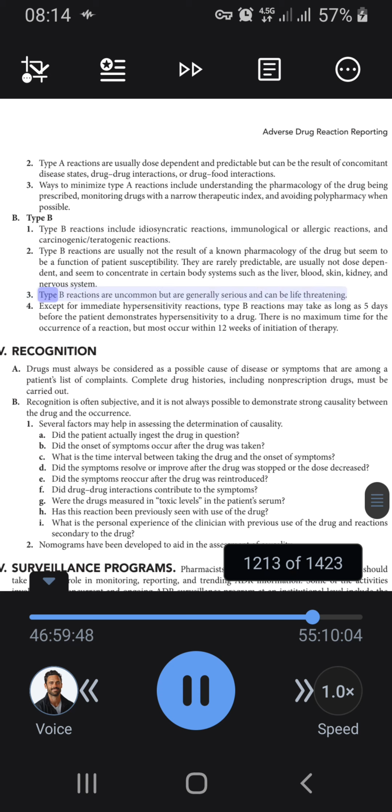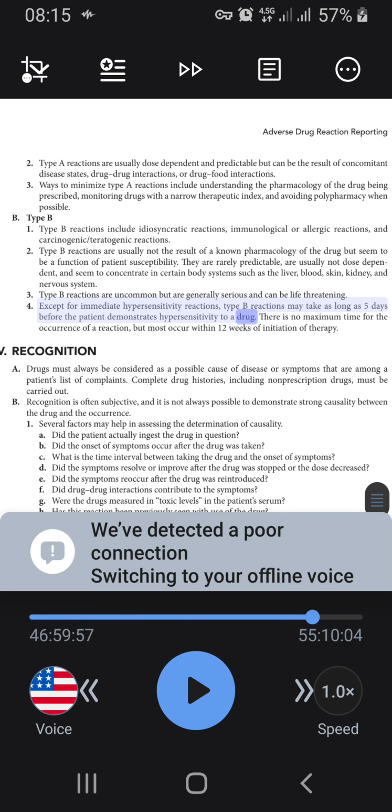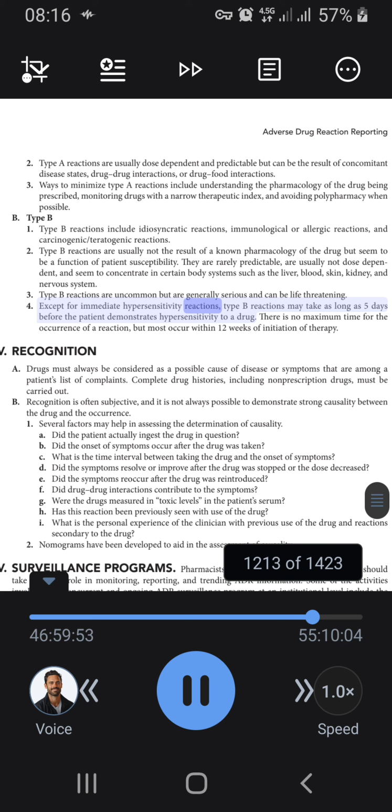3. Type B reactions are uncommon but are generally serious and can be life-threatening. 4. Except for immediate hypersensitivity reactions, Type B reactions may take as long as 5 days before the patient demonstrates hypersensitivity to a drug. There is no maximum time for the occurrence of a reaction, but most occur within 12 weeks of initiation of therapy.